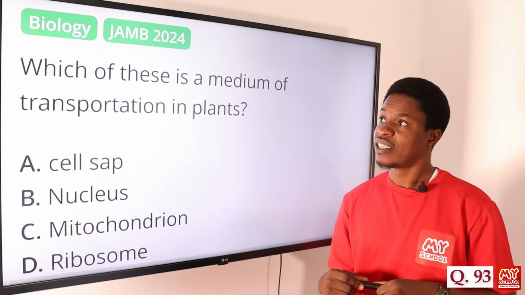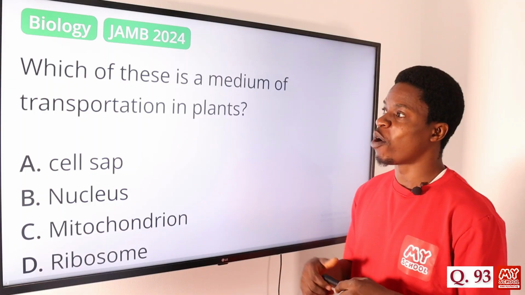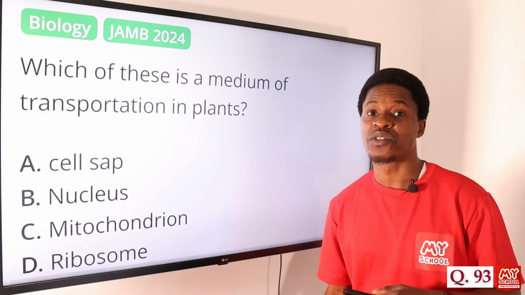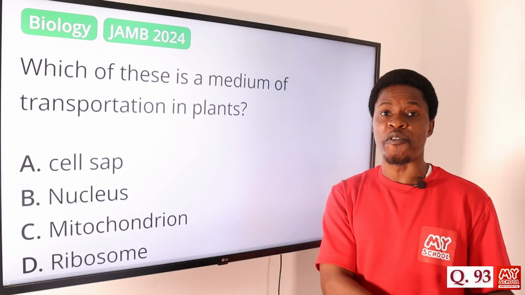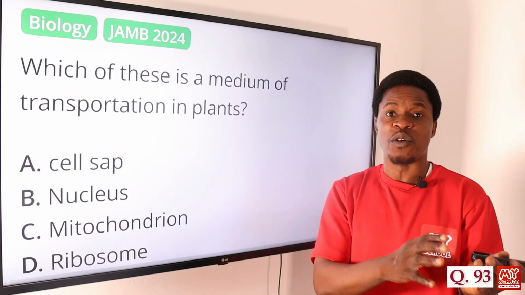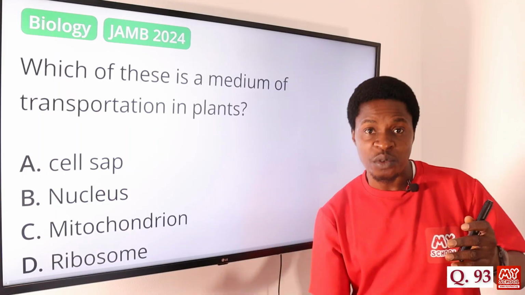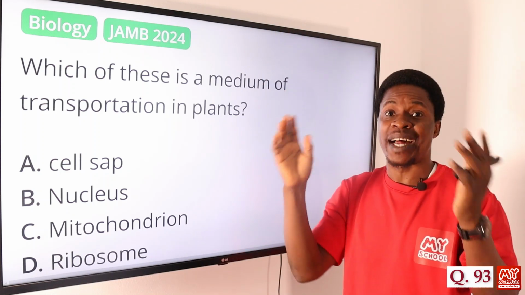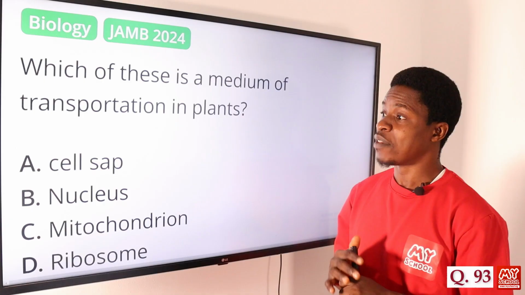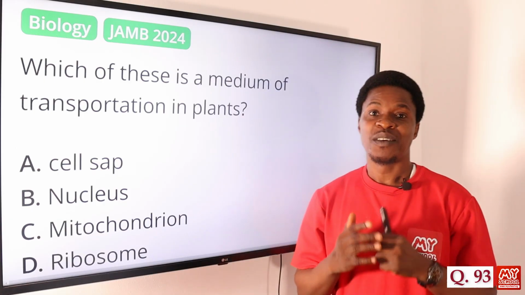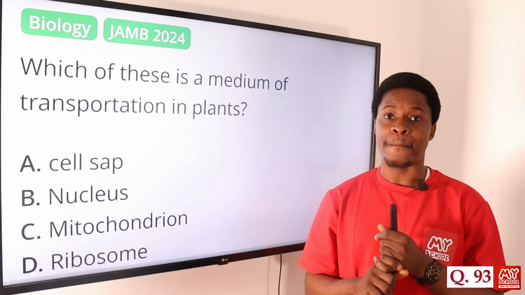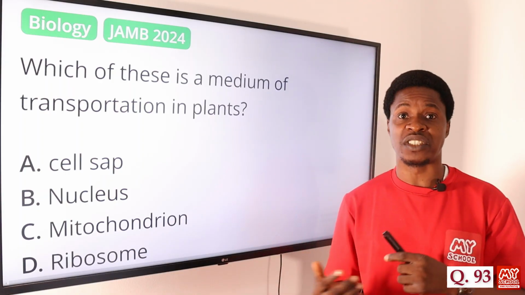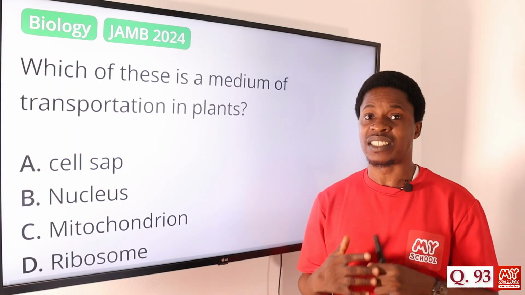Question 93. Which of these is a medium of transportation in plants? When we talk about transportation, we are talking about movement of water and nutrients from the roots to the leaf, to the branches, to the stem, to other parts of the plant. Usually we know that the xylem and the phloem are the medium of transportation in the plant, the xylem and the phloem.